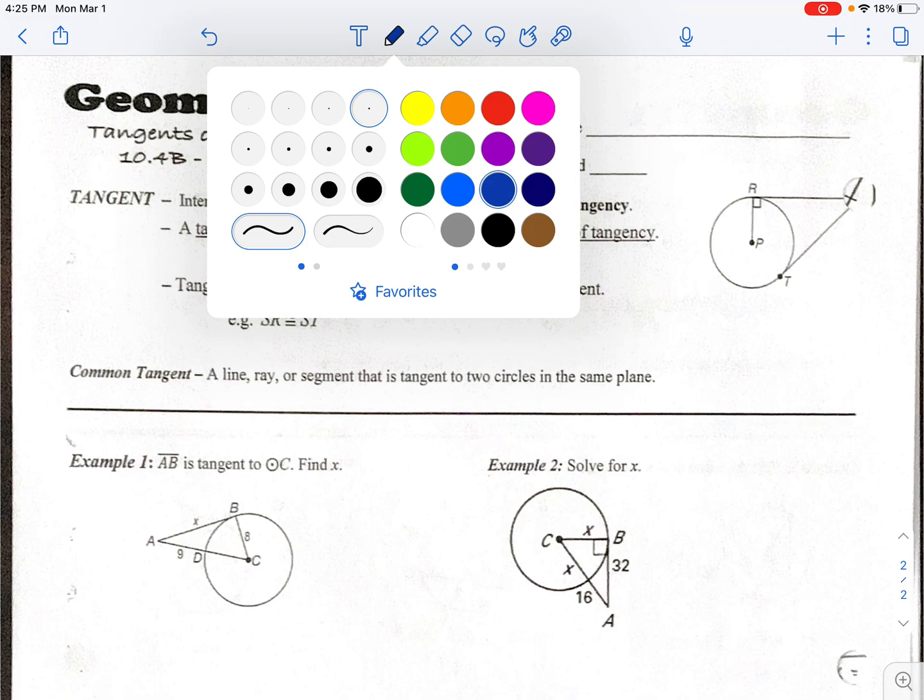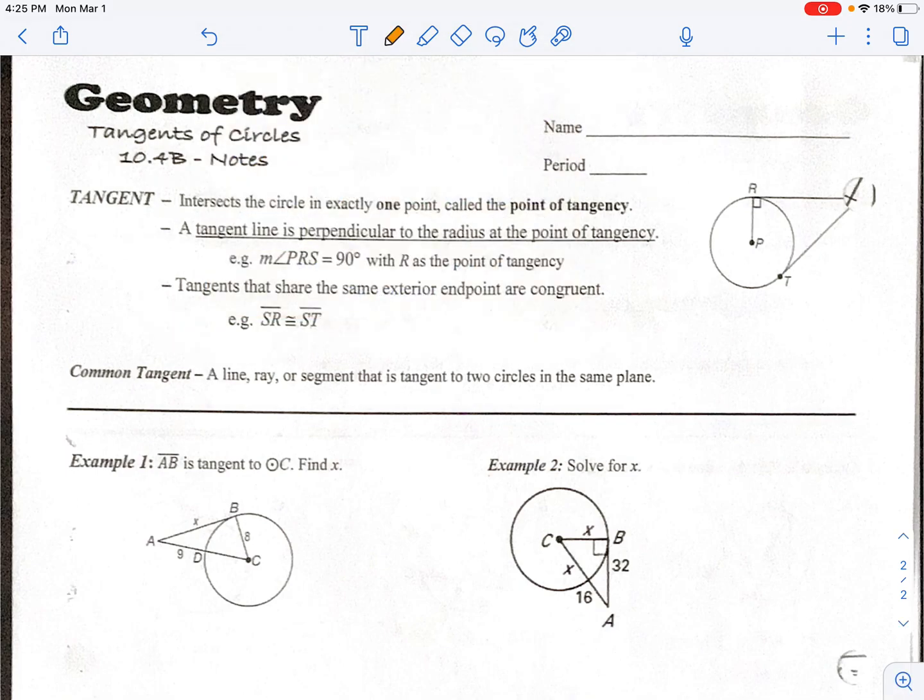Up next, we have tangents. Now, tangents are different than chords. Tangents intersect the circle at exactly one point. That point is called the point of tangency. A tangent line is perpendicular to the radius at the point of tangency.